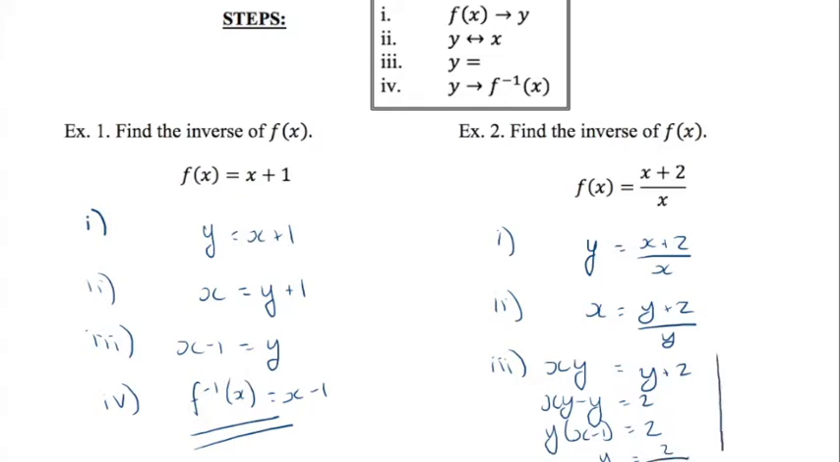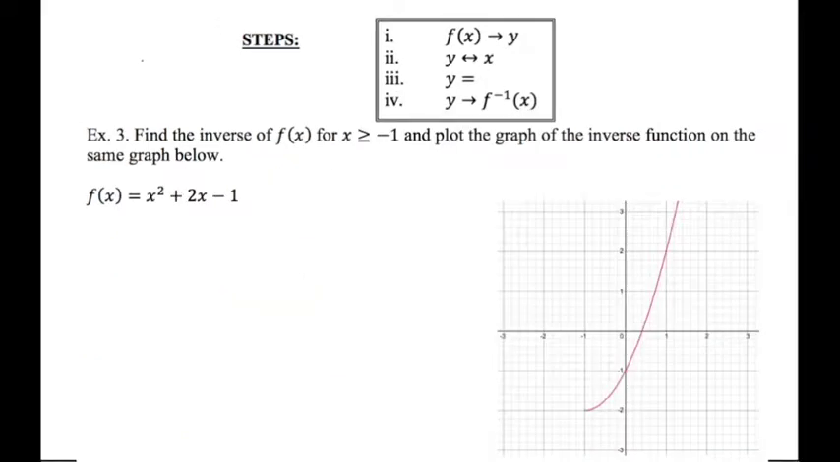Finally, the fourth step is asking us to change that y back into the f notation. So we've got f to the minus 1 equals 2 over x minus 1. And that's our answer there. Example 3. So let's have a look. f of x, let's change that to y.